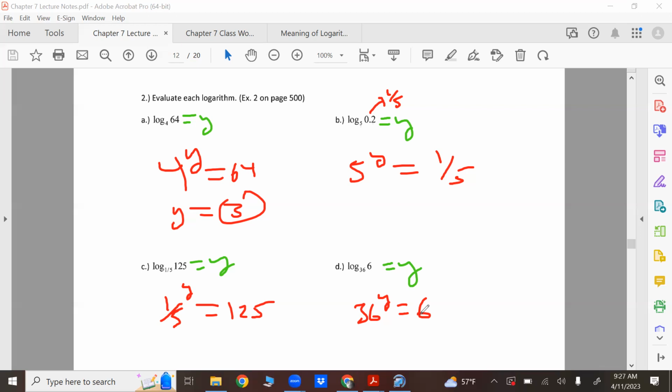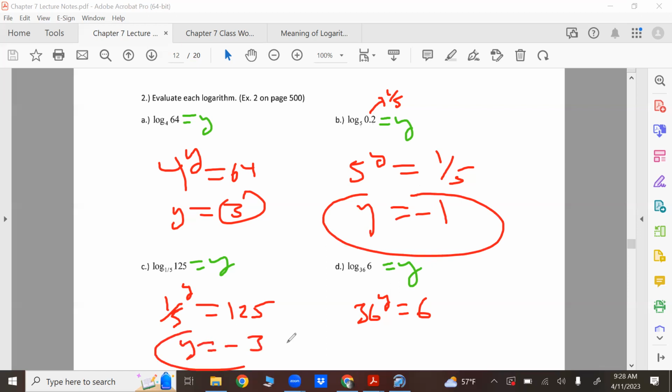So that's a log. A log is like an exponential function, just things are kind of a little switched. That's really what's happening. So again, y is -1. I'm just doing this on the screen for those who have to watch this at home. Y is -3, and y is 1/2. So, okay, let's keep on moving.